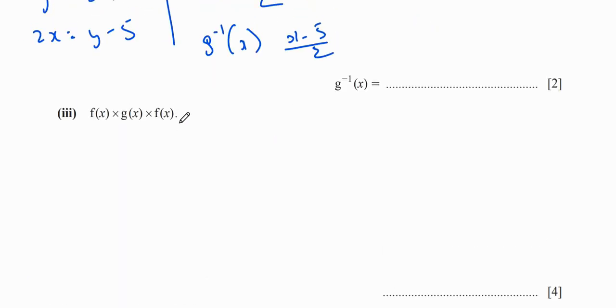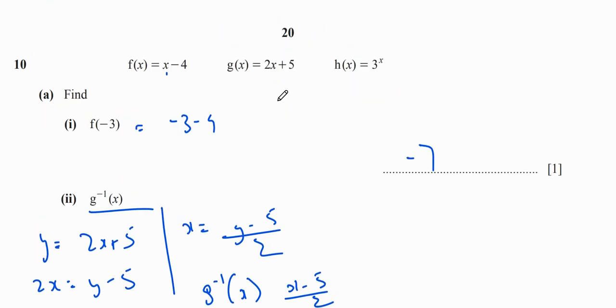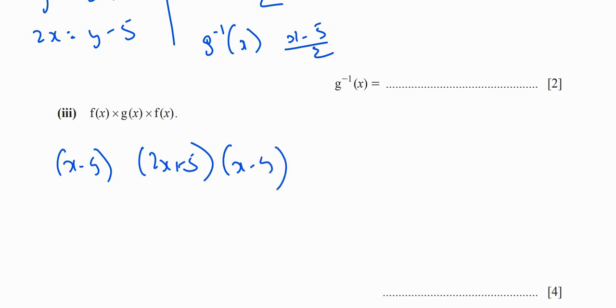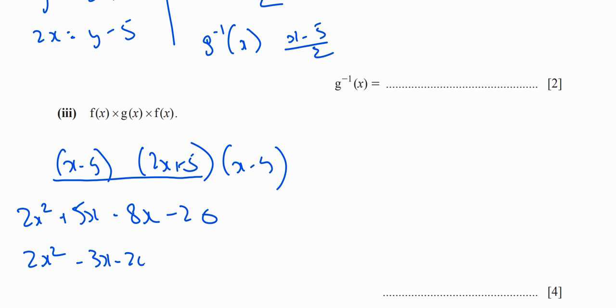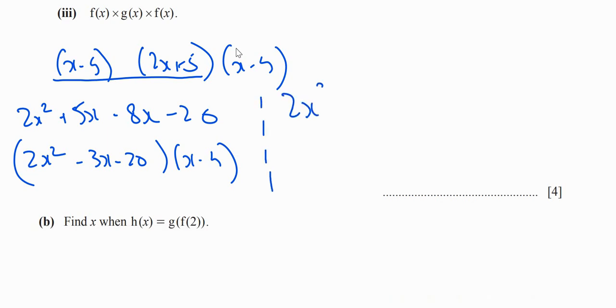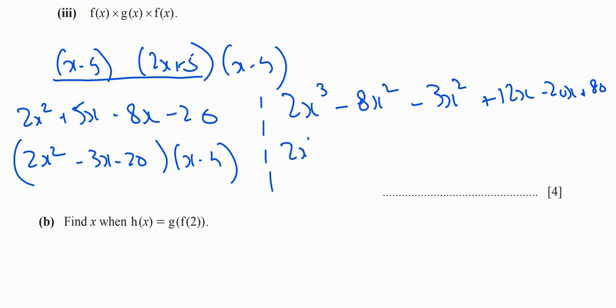Okay. Then it says f of x multiplied by g of x multiplied by f of x. So f of x is x minus 4. Alright, g of x is 2x plus 5. And f of x again is x minus 4. So just multiply it, let's just solve this thing. It becomes 2x squared plus 5x negative 8x negative 20. So 2x squared negative 3x negative 20, multiply by the whole thing with x minus 4 again, so it becomes 2x cube negative 8x square negative 3x square positive 12x negative 20x positive 20 multiply by 4 is how much? 80. Yeah, so 2x cube negative 11x square negative 8x positive 80.